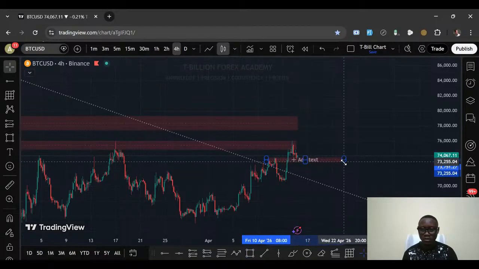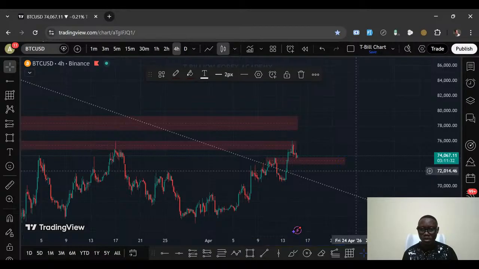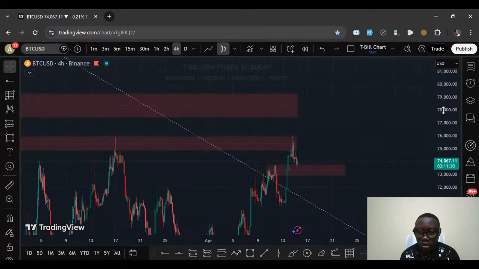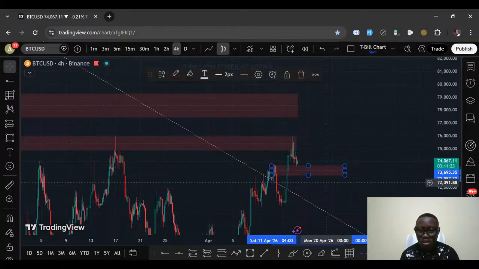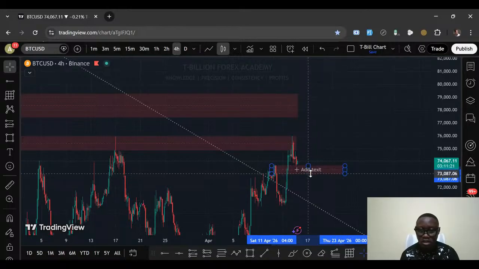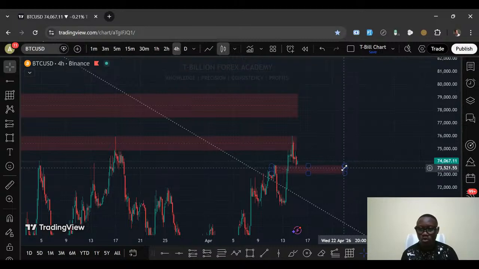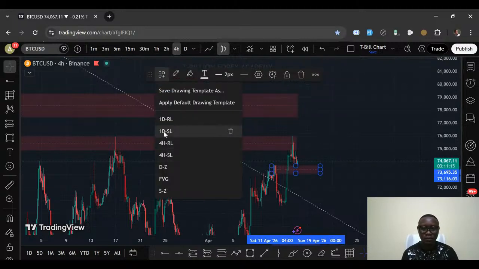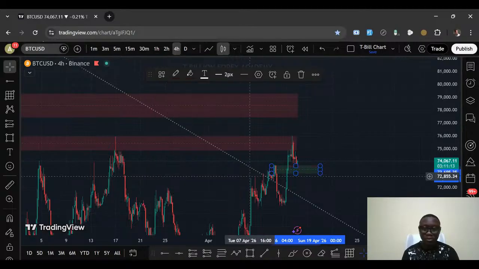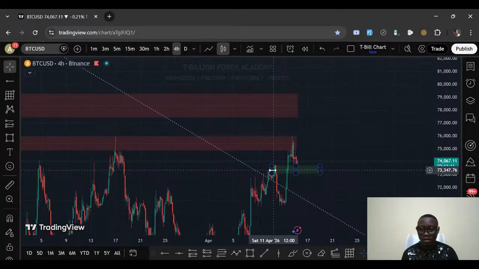Sorry, this would be my bullish point of interest, which price has actually tapped into. That is fantastic. So this is my bullish POI. That's my breaker block, bullish breaker block.